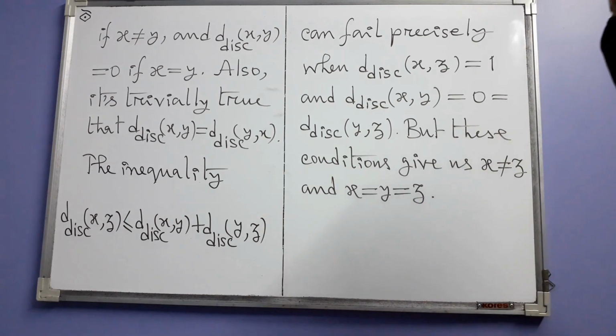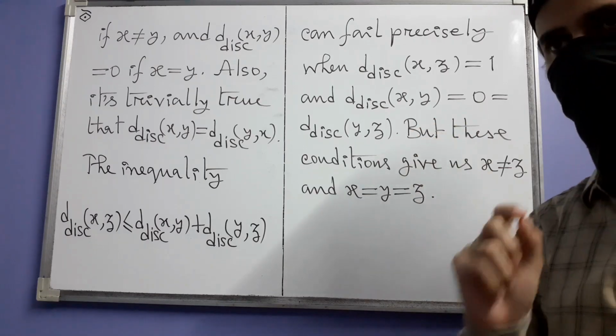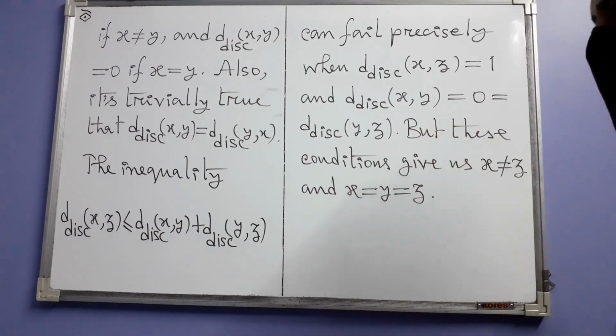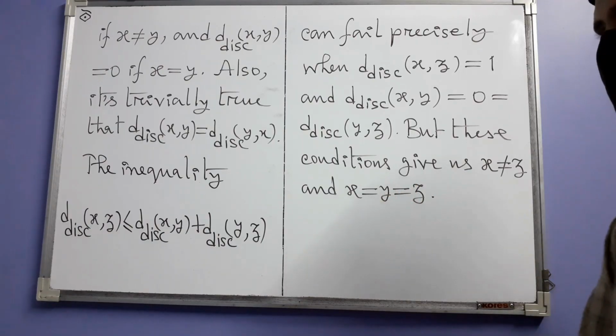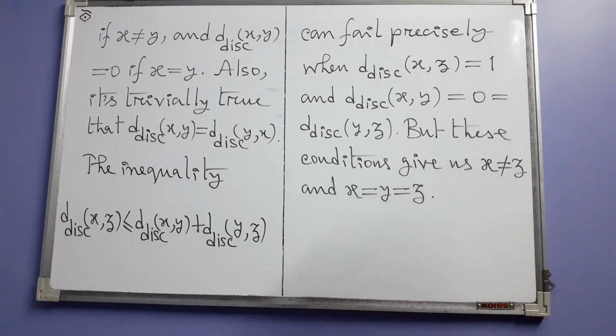And as such, d-disk is a metric on X, any set, and the pair is a metric space. It's called a discrete metric space. And let's just end the video here itself.